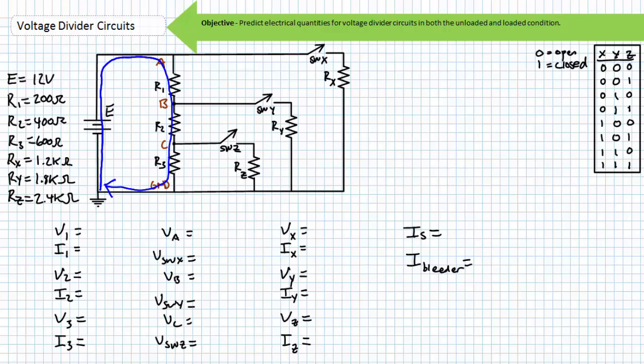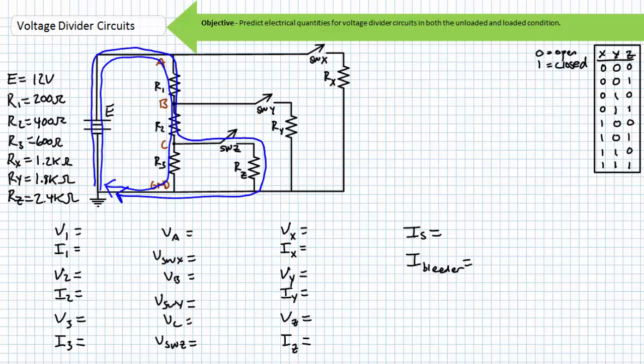All current travels through R1, R2, and R3, and all voltage will be proportionally distributed between these resistors. No current travels through Rx, Ry, or Rz, and no voltage will be dropped across them. The voltage drop across each open switch will be the nodal voltage with respect to the ground reference.